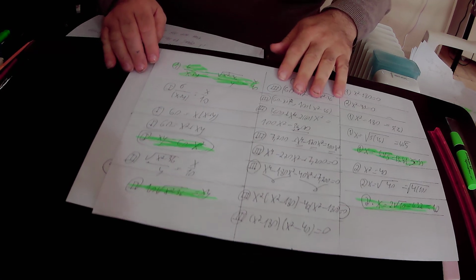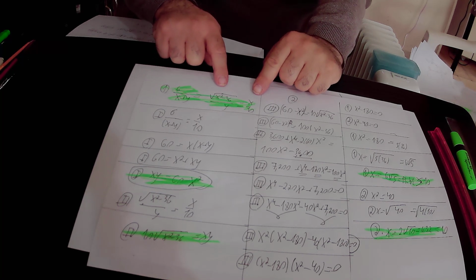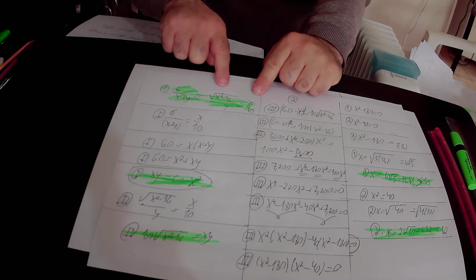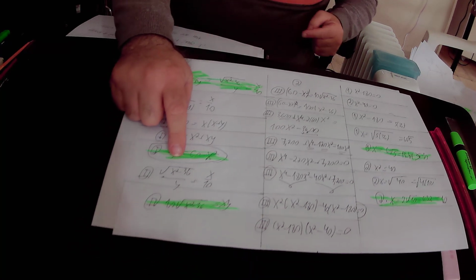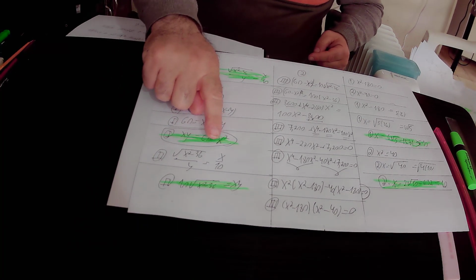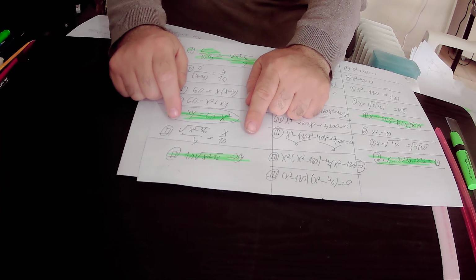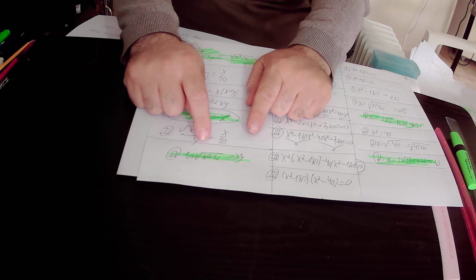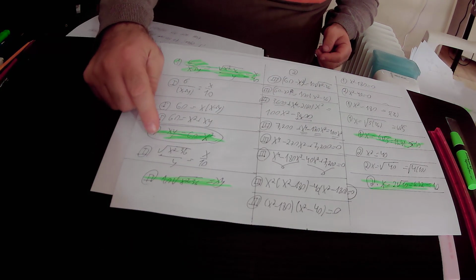Then we created equation number 2 from this long equation. Those two sides are equal to each other. That is to say, the square root of x squared minus 36 over y equals x over 10. We cross-multiply this equation, equation number 2, and we get that 10 times the square root of x squared minus 36 equals xy. So we have two different expressions for xy.